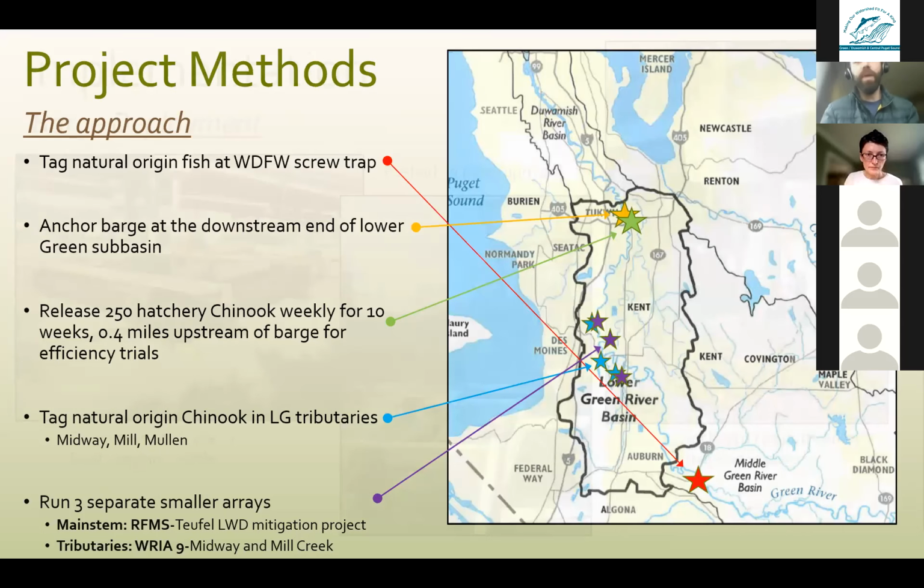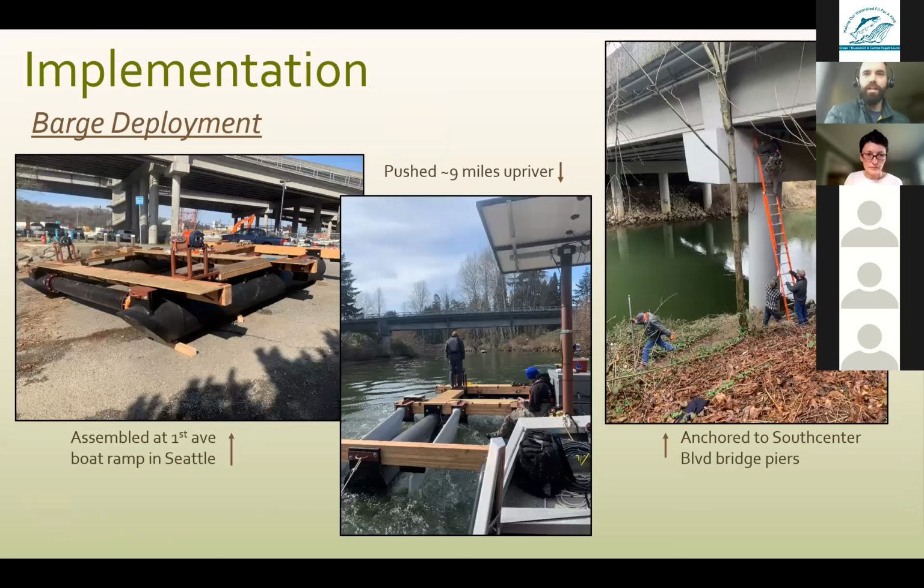All right, so back to this spring. This was March 2021. We finally got the barge ordered, we got it delivered, and we got to put it in the river. So first picture here, the only place that we had room to actually assemble it was at First Ave in downtown Seattle. So we put it together there on the boat ramp.